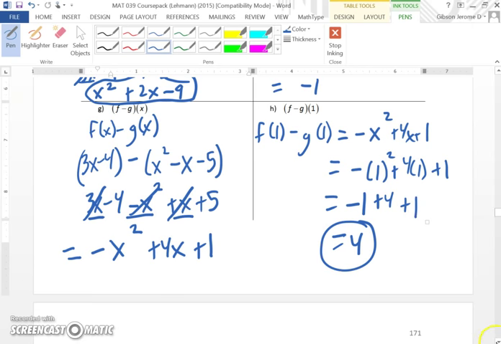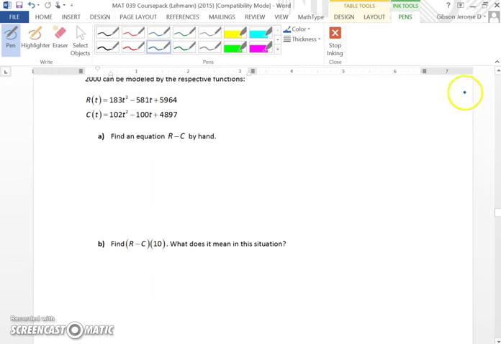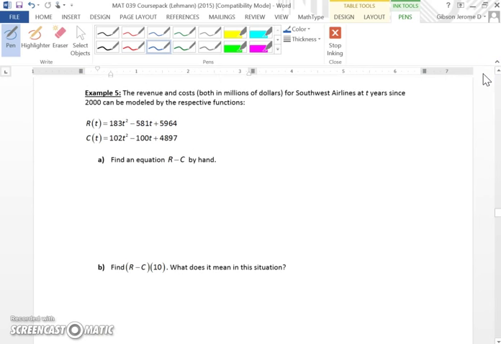Okay, now, we scroll to the next page. Now we have here example 5. It says the revenue and cost, both in millions of dollars, for Southwest Airlines at t years since 2000 can be modeled by the respective functions. We have R of t and we have C of t. Now it says find an equation, R minus C by hand. Now just to clarify this, R minus C by hand is the same as saying R of t minus C of t. That's what R minus C means. It's the same thing as what we've covered before.